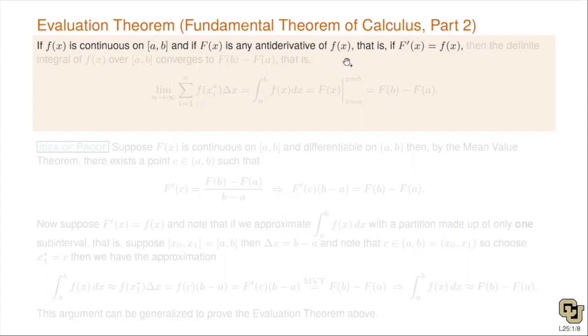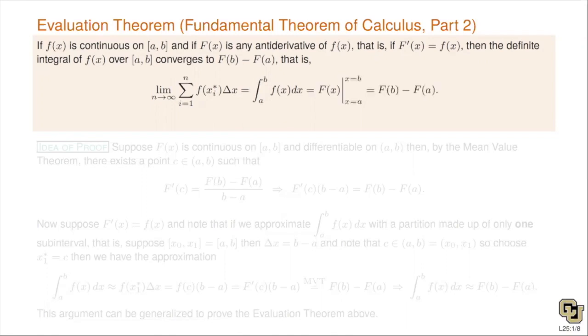And if capital F of x is an antiderivative of little f of x, that is, if capital F prime equals little f, then the definite integral of little f, which we can write with this integral symbol, will equal F of b minus F of a. So I also wrote it in words up here. The definite integral of f of x over the interval converges to F of b minus F of a, or, in notation, basically, this is the important part.